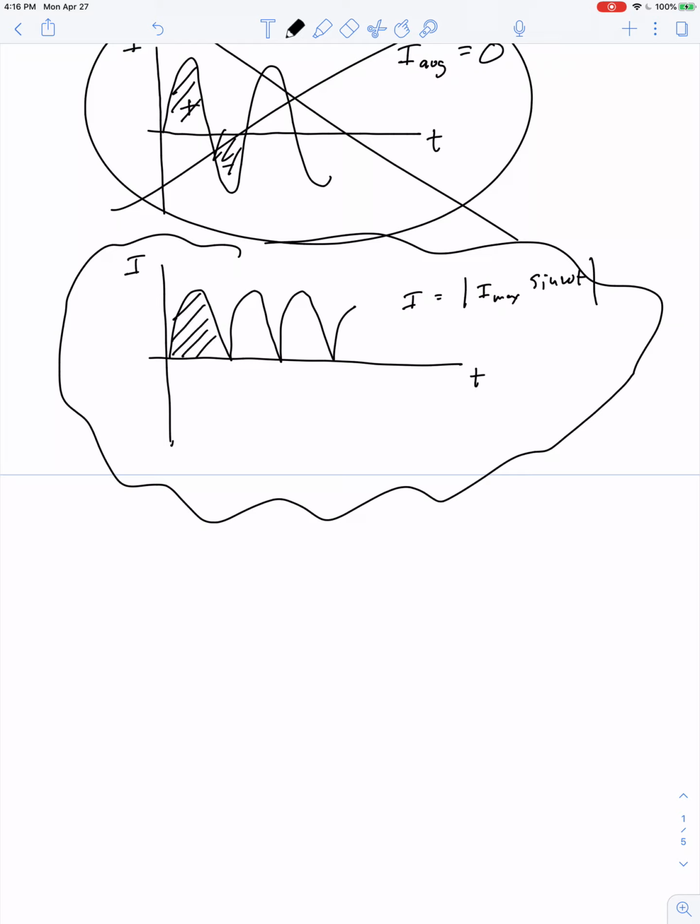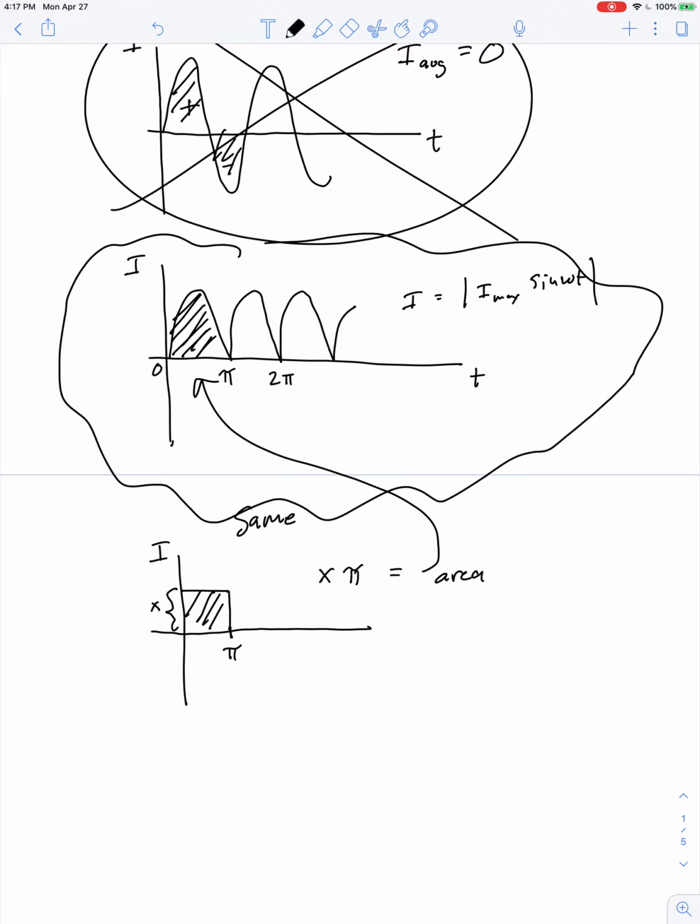Well, I think maybe before I suggested we find the area under the curve all the way up to 2 pi for a full cycle. But I say let's just find the area under the curve for half a cycle. In other words, from 0 to pi. And then we'll ask ourselves, is there another graph that maintains a steady amount of current up to a value of pi so that the area is still the same? So what would that be here? We'll just call it x. In other words, x times pi has to equal this area.